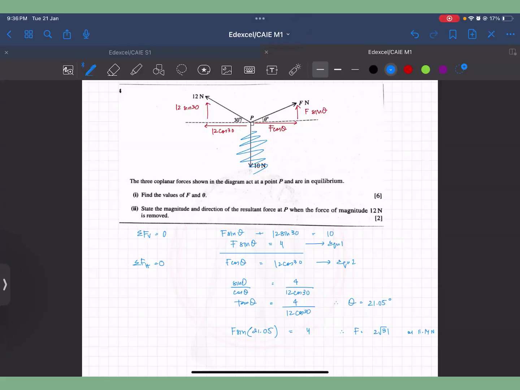Sorry, एक minute. State the magnitude and direction of the resultant force when the force of 12 Newton. Sorry यार, my mistake. अगर 12 Newton, this force is removed. Sorry, I read it wrong. What would be the, this is written state.